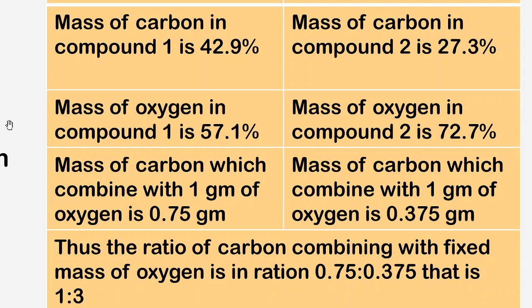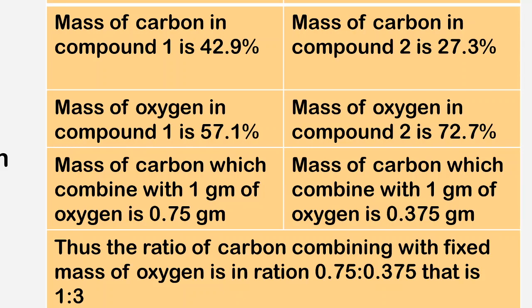Similarly here, as we know 72.7 gram of oxygen is reacting with 27.3 gram of carbon, how much carbon will react with 1 gram of oxygen? By cross multiplication, you will get the answer as 0.375 gram. So we made one of the components constant, that is oxygen as 1 gram, and we got how much carbon is required in case number 1 and case number 2. The ratio of the carbon combining with the fixed mass of oxygen is 0.75 to 0.375. So that ratio is coming as 2:1.